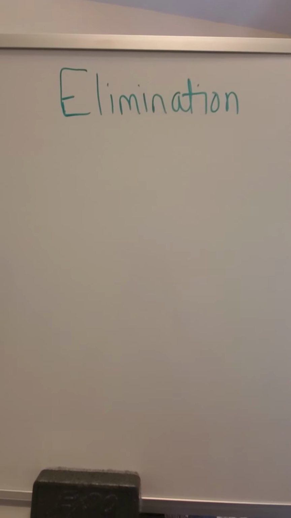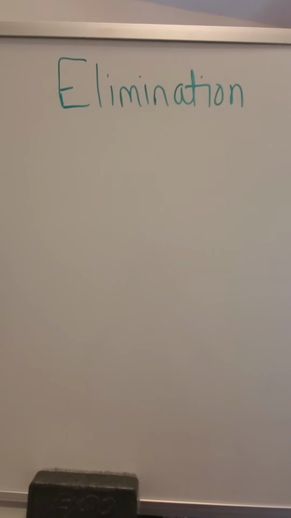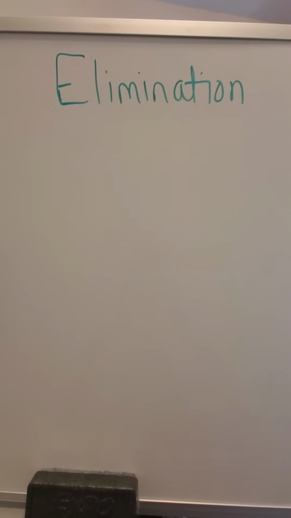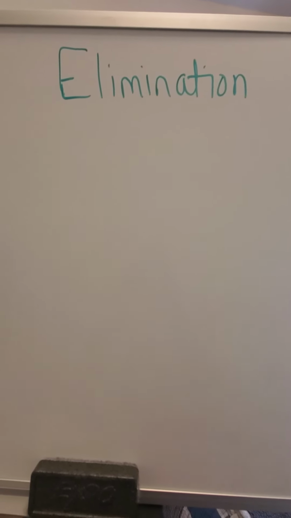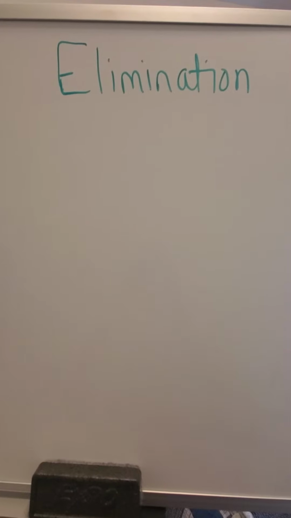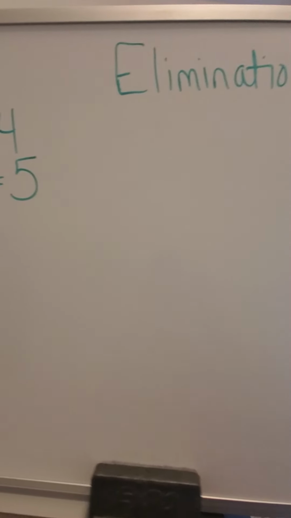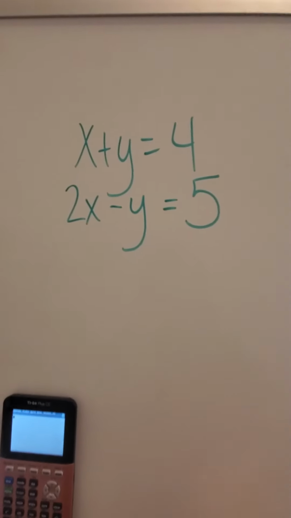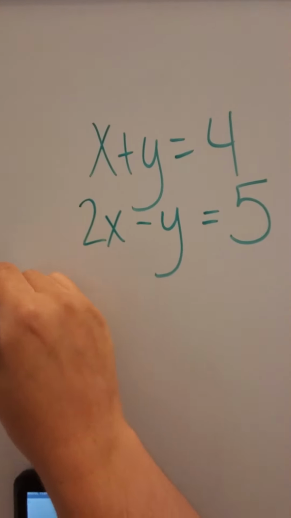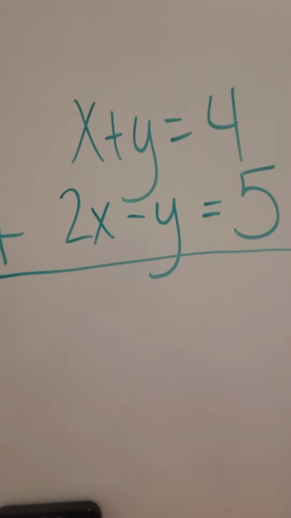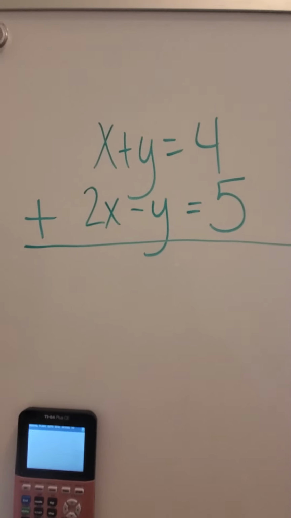Okay, so we went through the video already on graphing. Here's how you can do elimination. I'm going to go through one example first. It's real easy, and then I'll show you another one where it's maybe a little more difficult. So elimination is where I want to take and add the two equations and have one of my variables cancel.